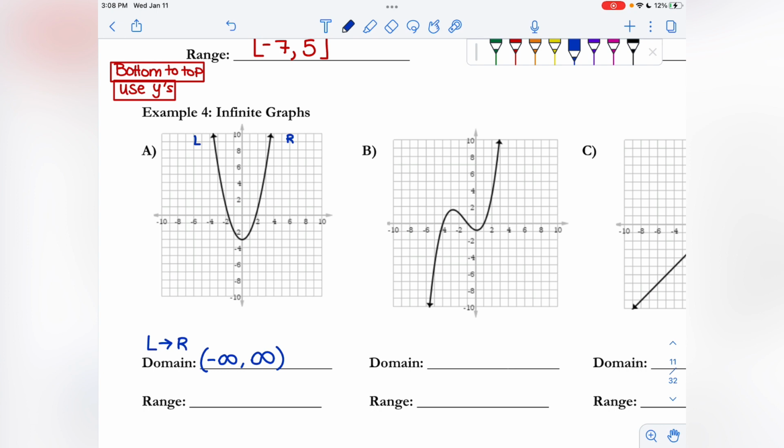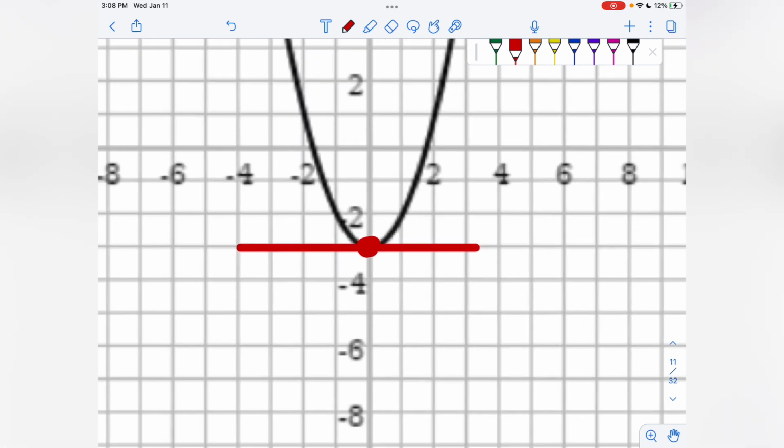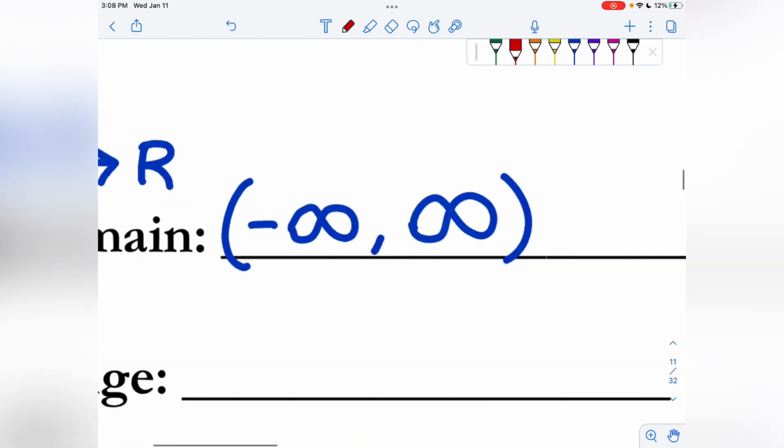The range, I like to say, is bottoms up or bottom to top. So for the range, the bottom is here, just like we did in the last example. We automatically assume it is a closed circle. It would be an open circle if it was not. This y value is -3.